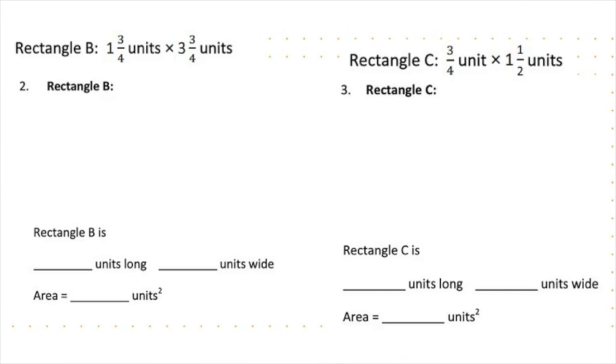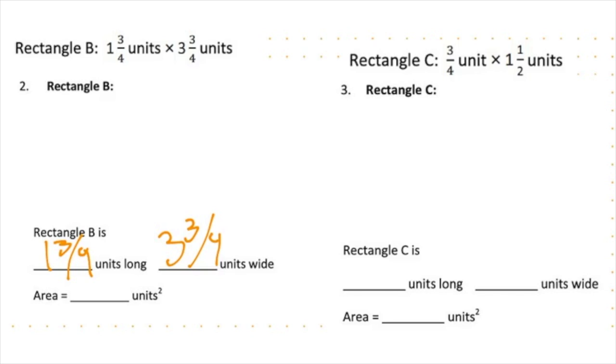It says rectangle B is 1 3/4 units by 3 3/4 units. Let us write those units in. Match my work. Go. 1 3/4 units by 3 3/4 units. So the first thing you're going to do is you're going to multiply 1 3/4 times 3 3/4.